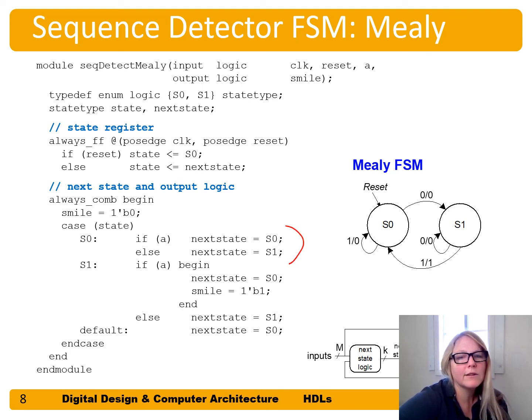Let's look at our next state first. If A, so if A is 1, should stay in S0, else A is 0, and it should go to S1. If we're in S1 and A is 1, then we should go to S0 and assert smile.